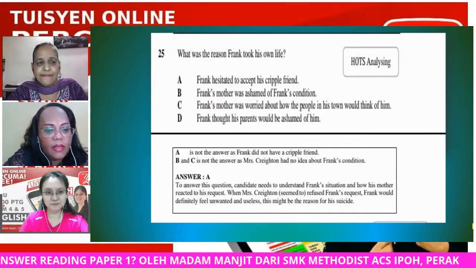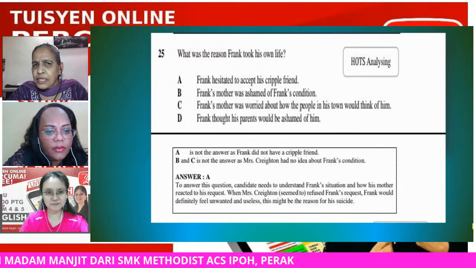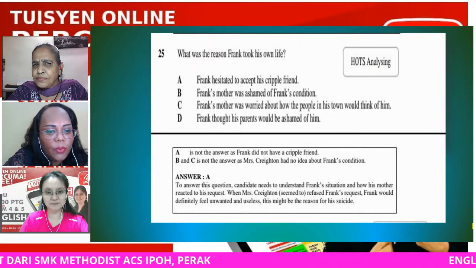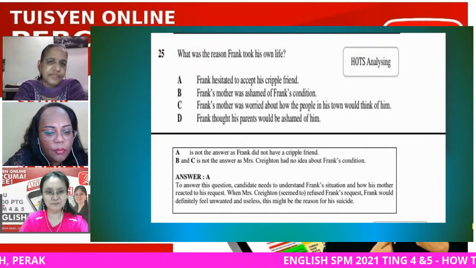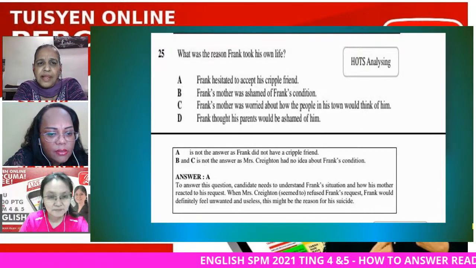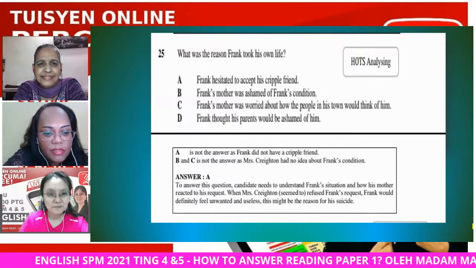I think there's a mistake there. The answer will be D, not A. Why is A not the answer? What was the reason Frank took his own life? Yes, because Frank thought his parents would be ashamed of him. A is not the answer, as Frank did not have a crippled friend. The crippled friend was he himself.